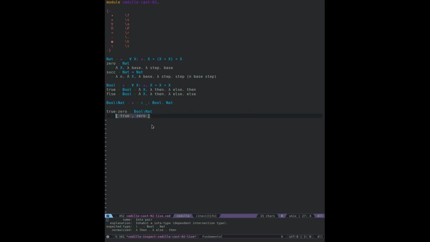So one more thing before moving on to dependent intersections. What can you do with a dependent intersection? This is the constructor form, how you introduce them. You also have eliminator forms. So if I say true.1, of type bool, I'm saying I want to take this term true and view it as the type given in the left-hand side of the intersection.